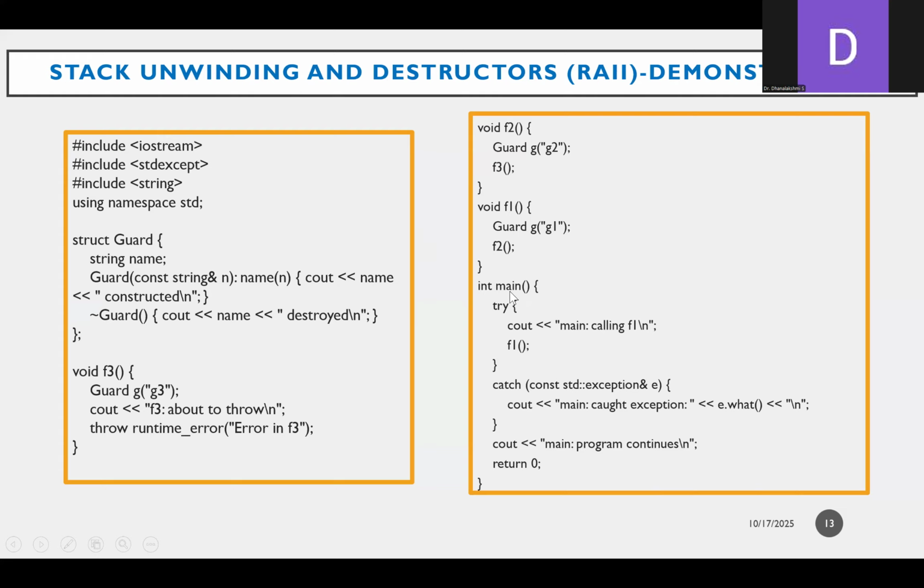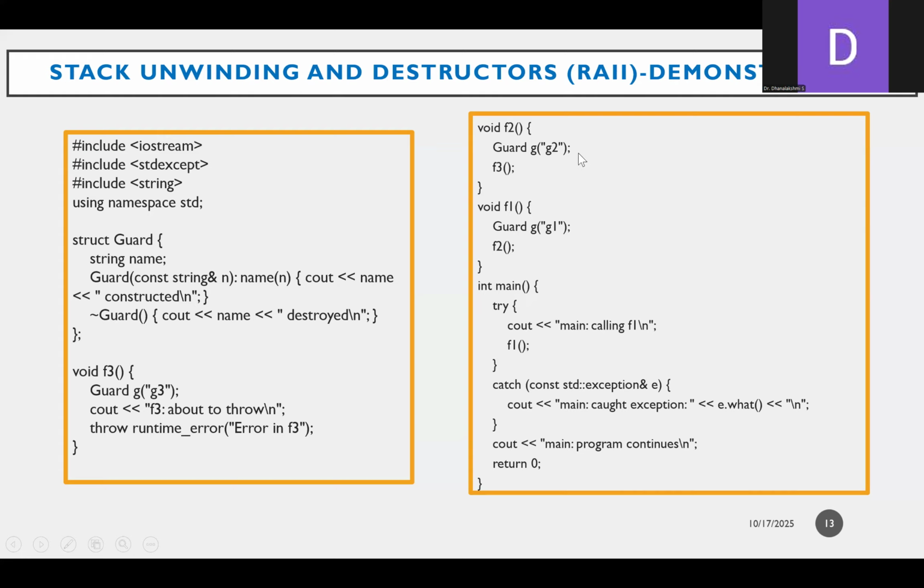So let's say that the main is calling F1, right? It's calling F1. If the main prints something before this, that appears first. Let's say "main calling F1" will be printed. Now it's entering F1. In the F1 function, here we have given guard G1, which runs and prints something like "G1 is constructed". Then F1 will call F2.